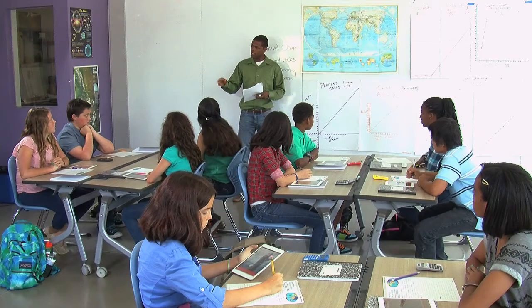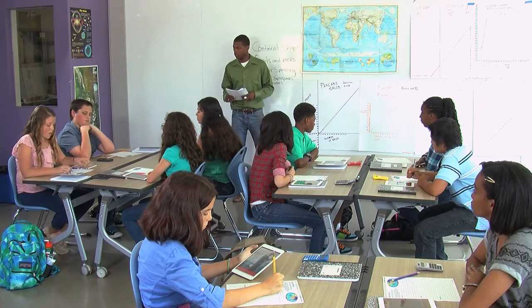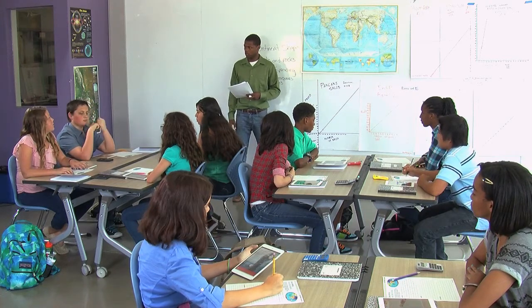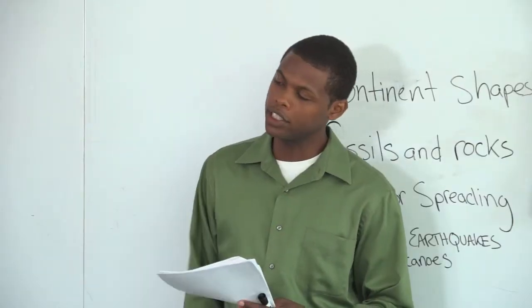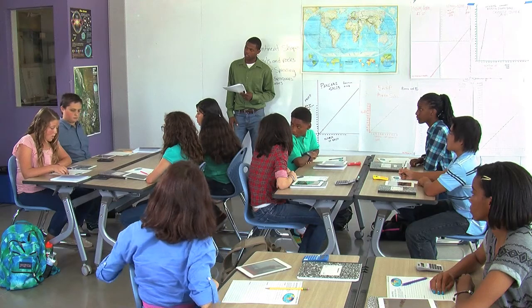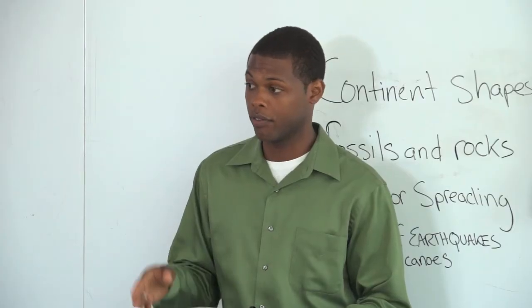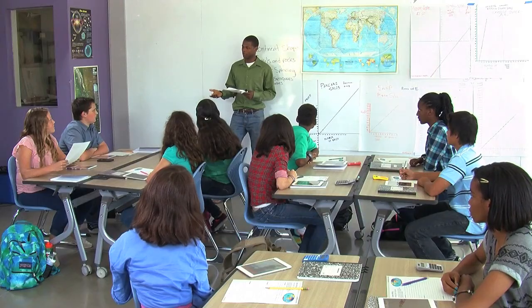Kylie, what's one type of evidence you wrote about? I wrote about the shapes of the continents. Can you please share your first sentence? One kind of evidence that supports the theory of plate tectonics is the shape of Earth's continents. That's great. Your first sentence clearly states what you're going to explain.